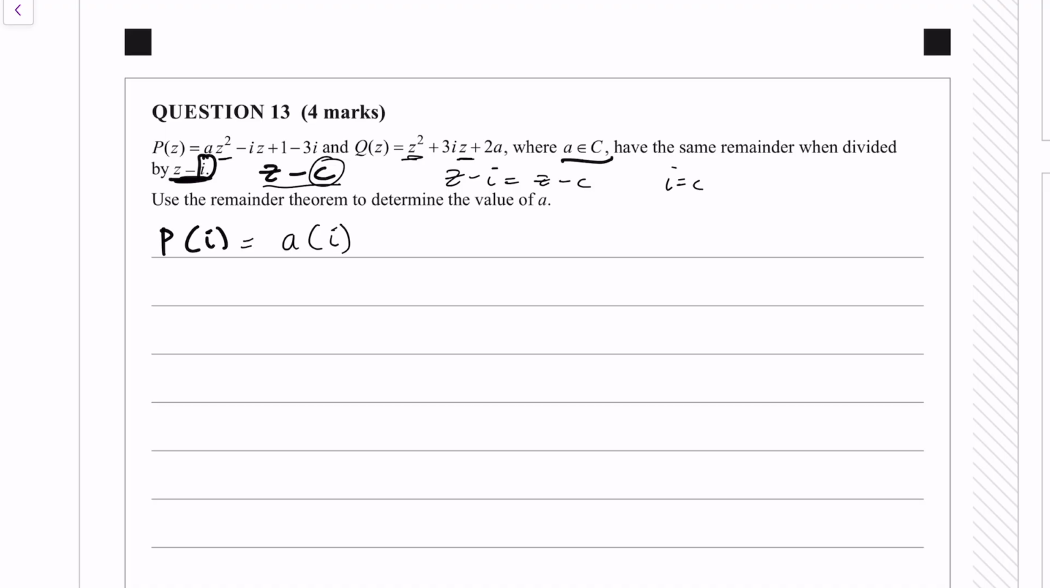And then we get a times i squared minus i times i plus 1 minus 3i. And then i squared we know is negative 1, so negative a. And then again, i squared is negative 1, so plus 1 minus 3i. And that'll be negative a plus 2 minus 3i. And we can do the same thing for polynomial q.